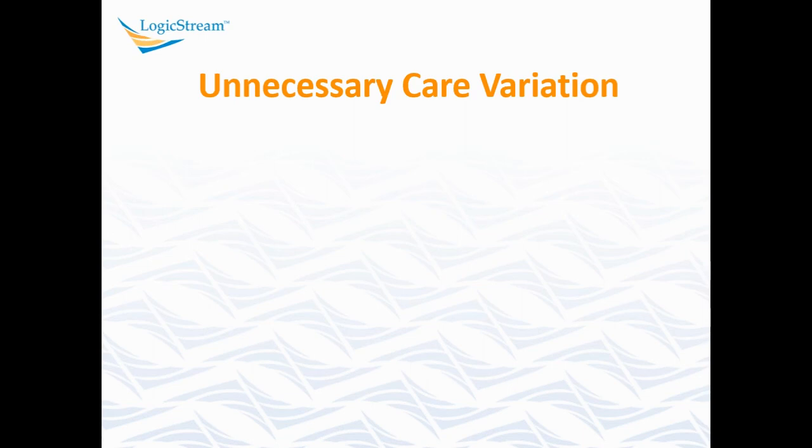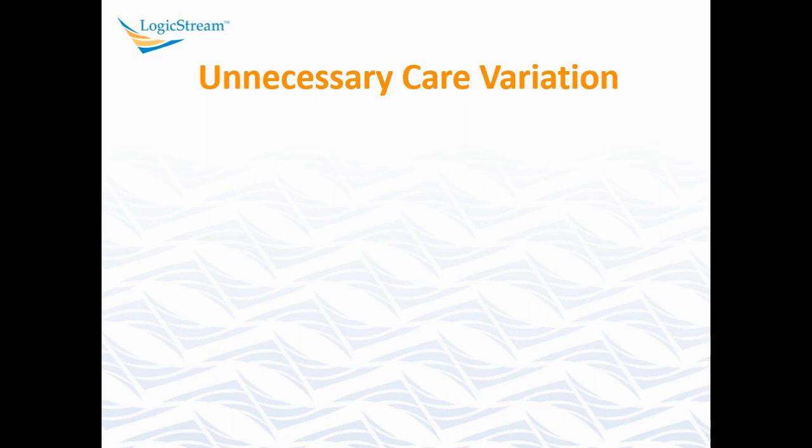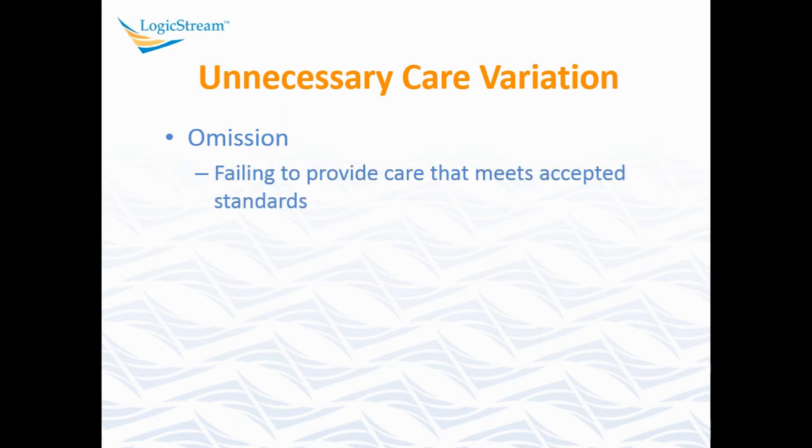So we're going to talk about unnecessary care variation. We'll define the problem. We'll explore root causes, look at some potential solutions, and then we should have some time at the end for Q&A. So when we look at unnecessary care variation, we'll use a very simple definition for this. Just care that varies from accepted norms without a good reason.